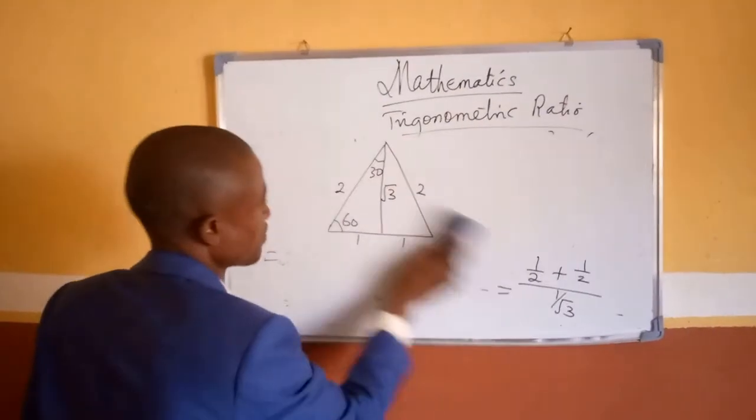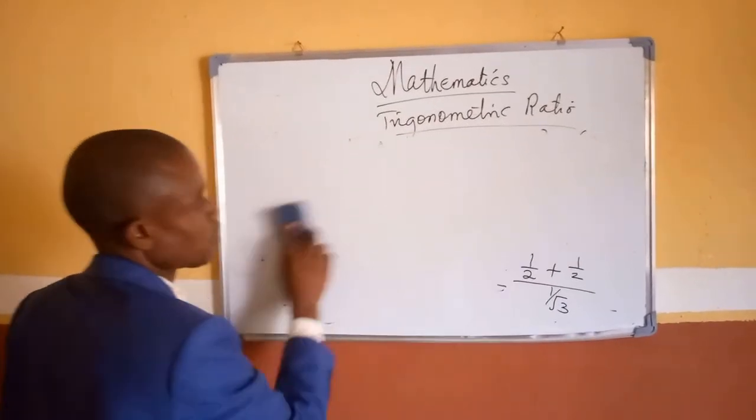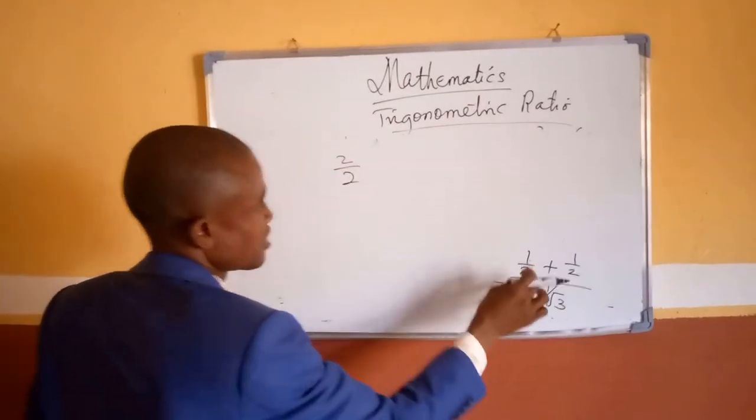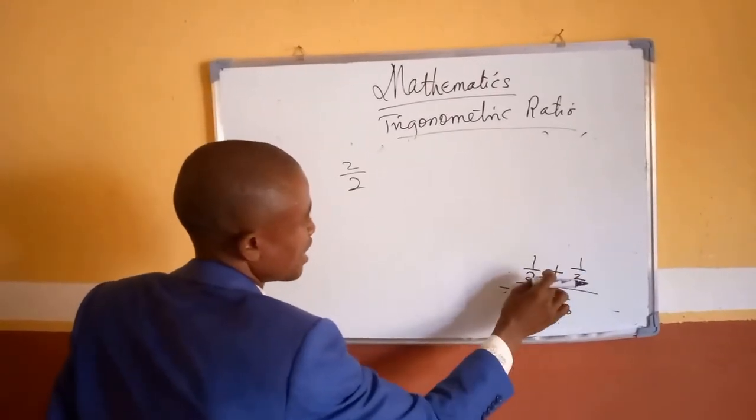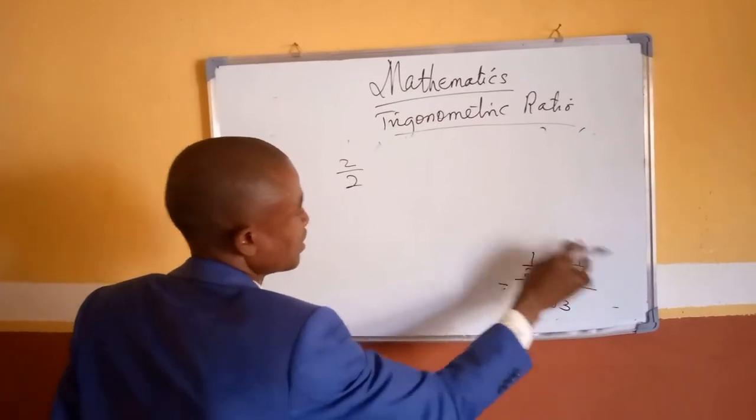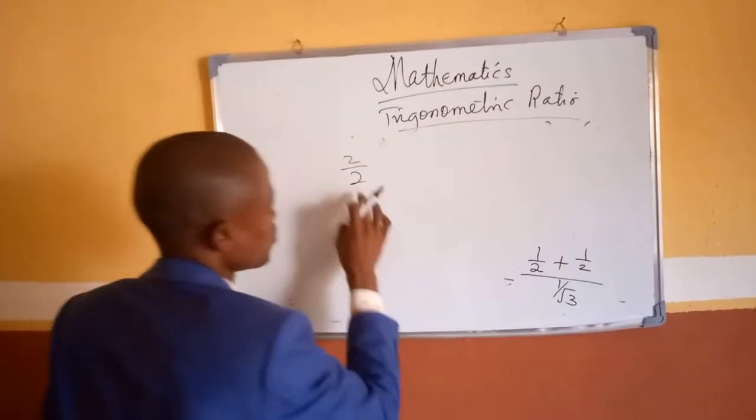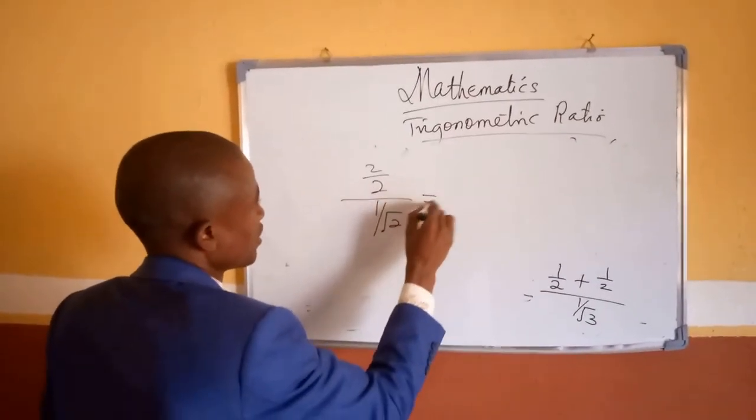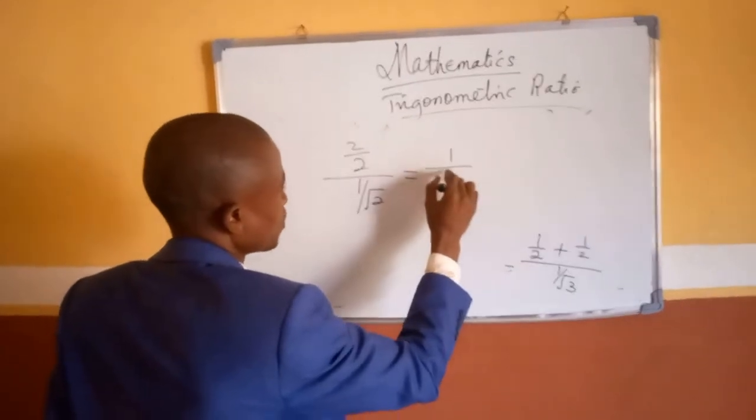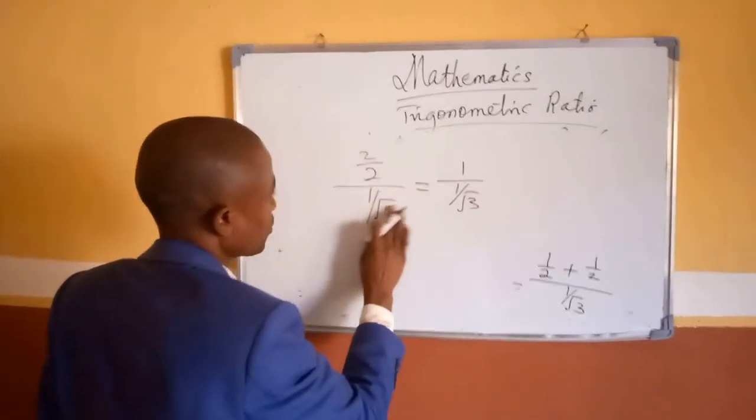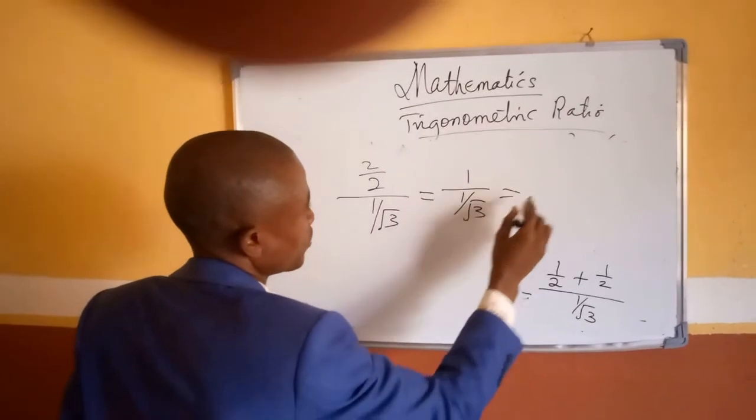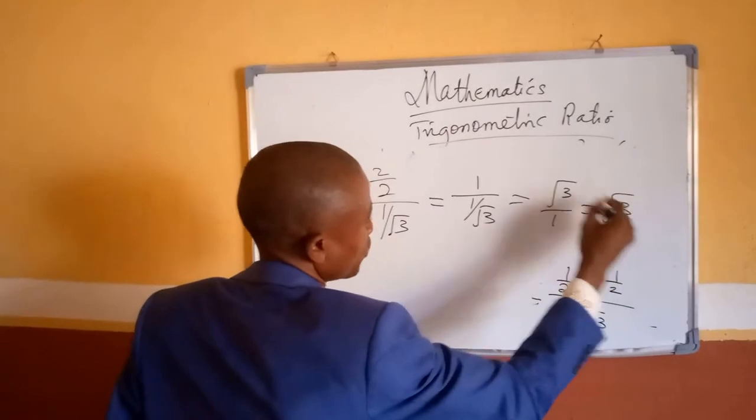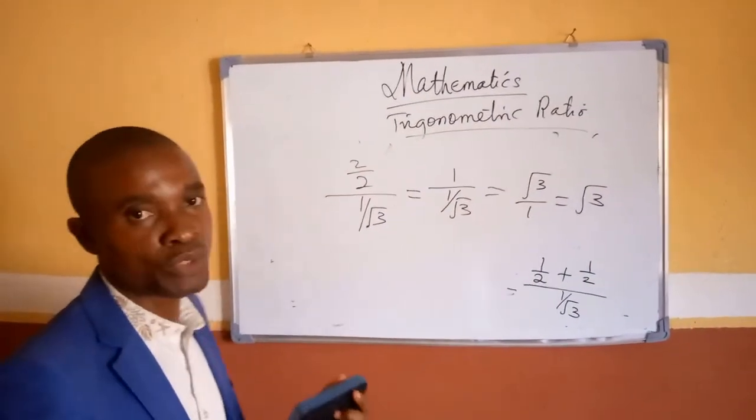What does that give us? That gives us 1, or you say 2 over 2. The denominators are the same, so you can add the numerators: 1 plus 1 gives us 2, and the denominator stays 2. All over 1 over root 3. So what does that give us? Root 3 all over 1, which equals root 3. So that's how you can use the special angles to solve it.